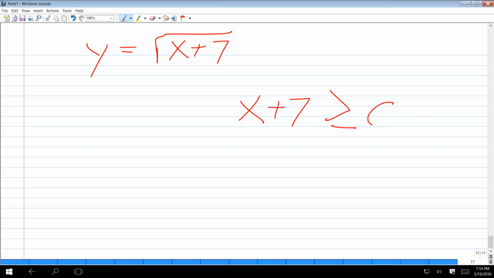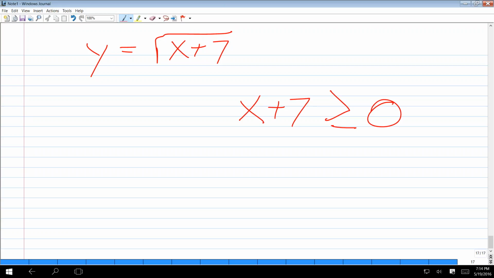Next one is find the domain of the function y equals square root of x plus 7. Okay. Whenever you have a radical like this, the one thing we know is that you cannot take the square root of a negative number. You can take the square root of 0, but you cannot take the square root of a negative number. So to figure out what the domain is, I'm going to take whatever's inside the radical and make sure that it is greater than or equal to 0.